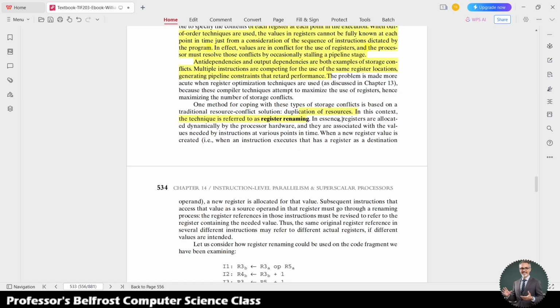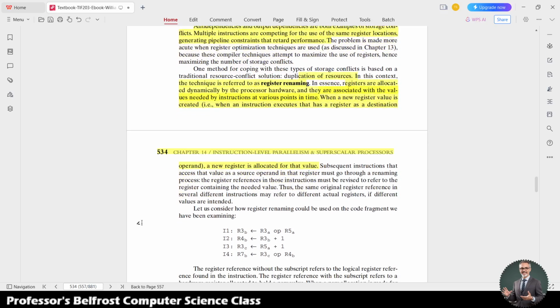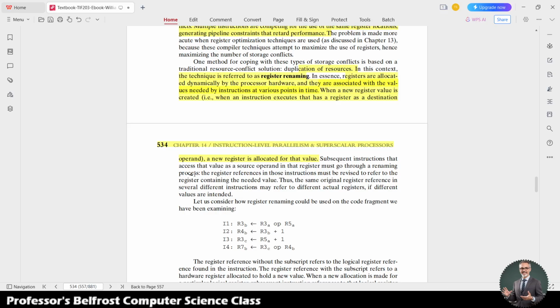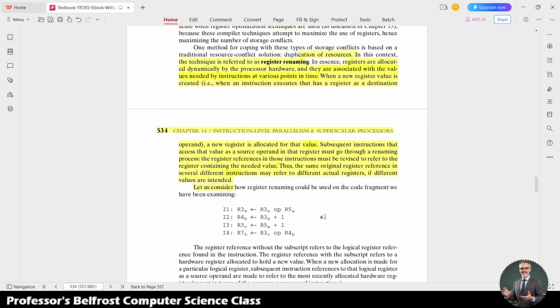Registers are allocated dynamically by the processor hardware, and they are associated with the various instructions at various points in time. When a new register value is created, a new register is allocated for that value. Subsequent instructions that access that value as a source operand then go through a renaming process, and the register reference in those instructions must be revised to refer to the register containing the needed value. Thus, the same original register reference in several different instructions may refer to different actual registers, if different values are intended.